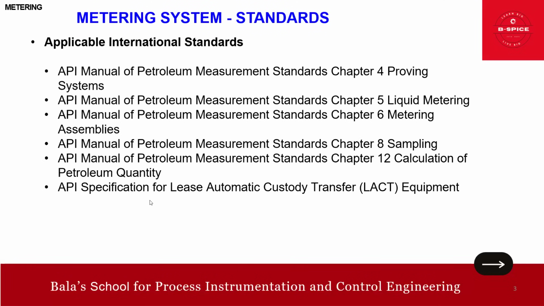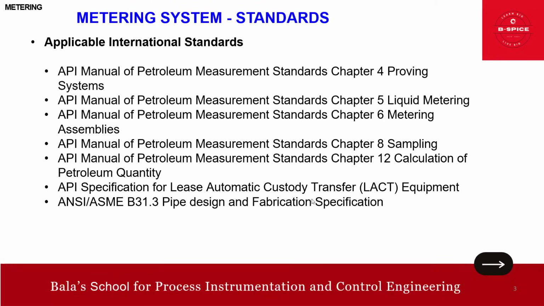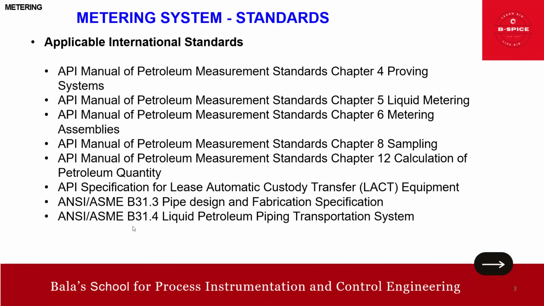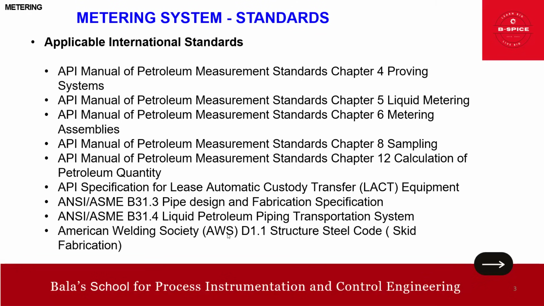Then API specification for lease automatic custody transfer equipment. That we also need to focus on. Then ANSI ASME B31.3 talks about the pipe design and fabrication specification. ANSI ASME B31.4 talks about the liquid petroleum piping transportation system. And finally, American Welding Society D1.1, structural steel code for the skid fabrication. So these are the applicable standards, friends, as far as metering is concerned.